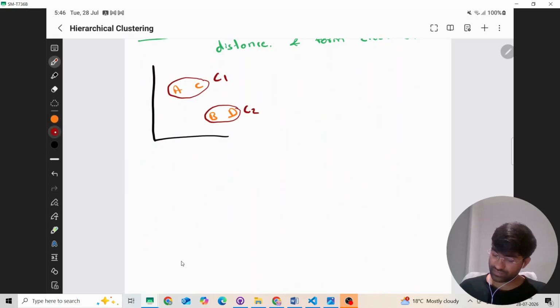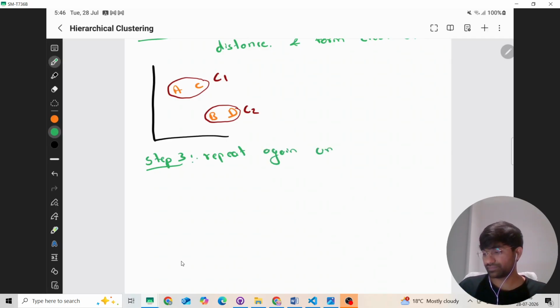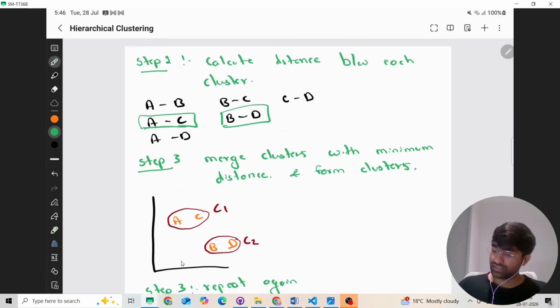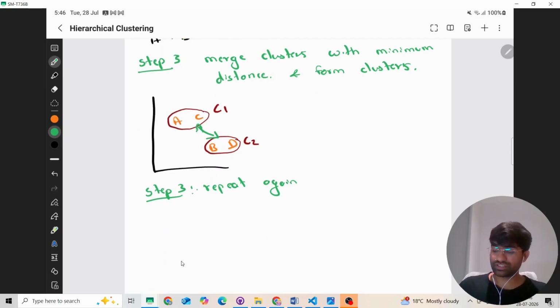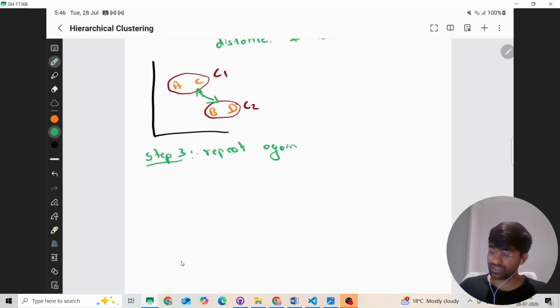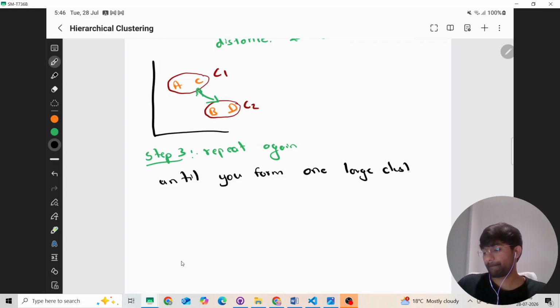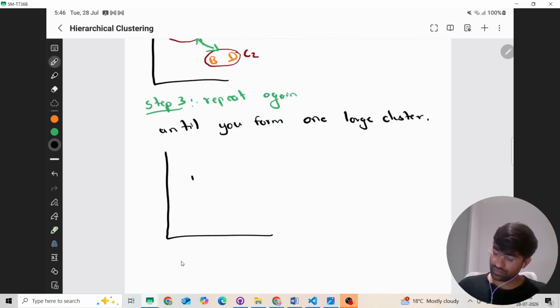Step 4 is repeat again. Again it will calculate the distance between each cluster. We have only 2 clusters, so it will calculate the distance and merge, because that is the minimum. Now it will form one large cluster. Repeat until you form one large cluster. So finally we have data points A, B, C, D, and this is our final cluster. One big cluster, only one cluster.